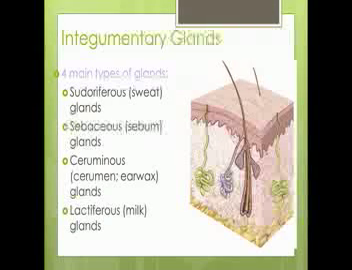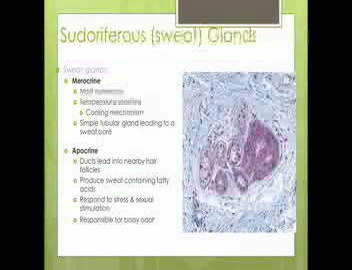First type we'll look at is sudoriferous glands. Sudoriferous are your sweat glands. Then we'll discuss sebaceous glands. Sebaceous glands secrete something called sebum. This is an oily substance. Then we have ceruminous glands that secrete something called cerumen, aka earwax. And then we have lactiferous glands that produce milk and secrete milk for breastfeeding.